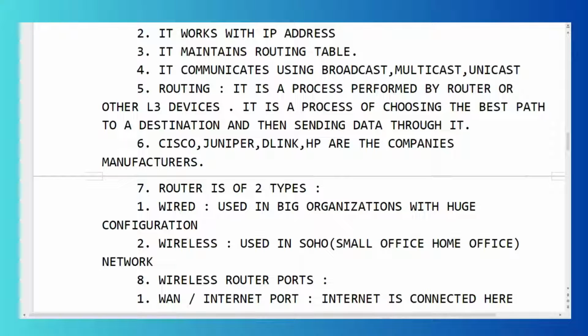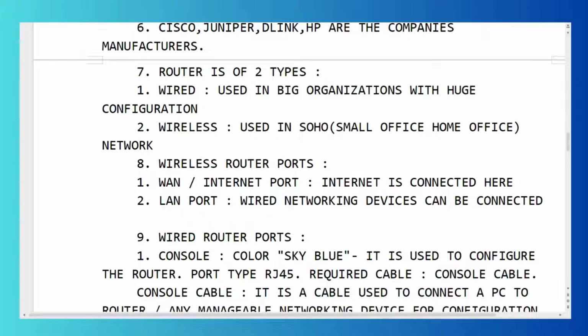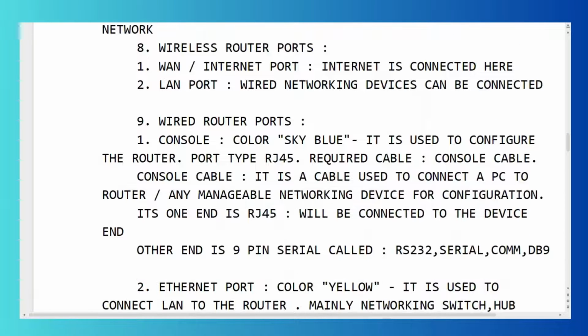Router is of two types: wired and wireless. Wired is used in big organizations with huge configuration. Wireless is used in SOHO, small office, home office. Network wireless router ports: WAN port, where the internet is connected, and LAN port, where networking devices can be connected.